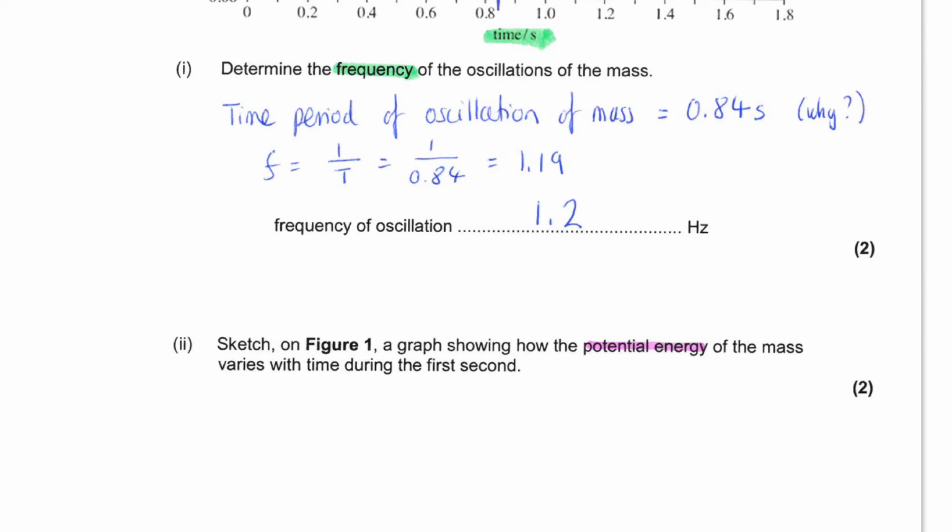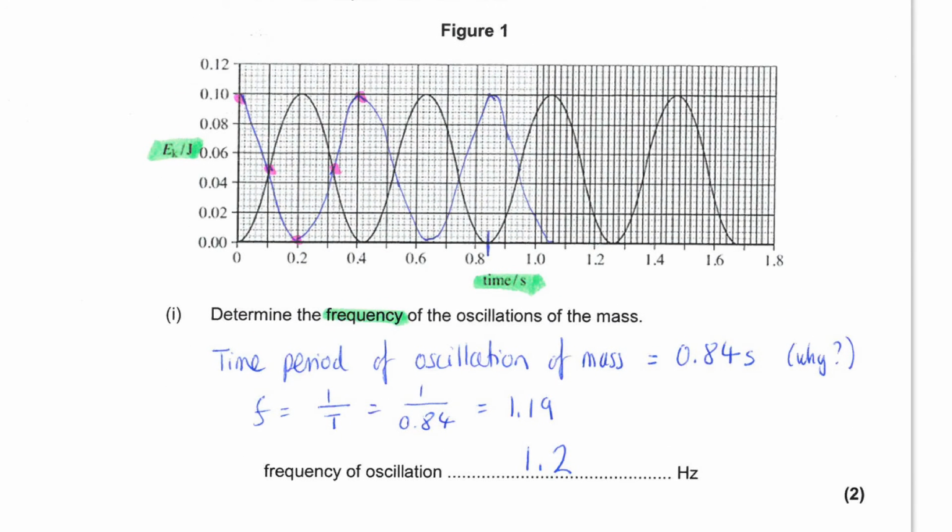Next, you're asked to sketch on the graph how the potential energy of the mass varies with time. And you're asked to cover the first second of the oscillation. So my answer is shown as the blue graph here. Remember that the kinetic and potential energies must always add up to the same total. So when the kinetic energy is 0, the potential energy will be a maximum, and vice versa, and they always add up to a total of 0.1.